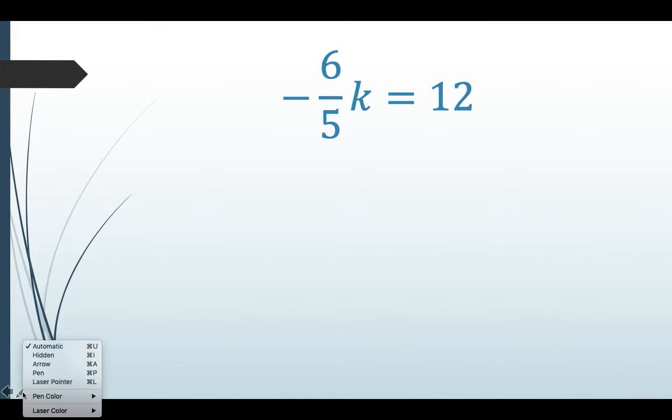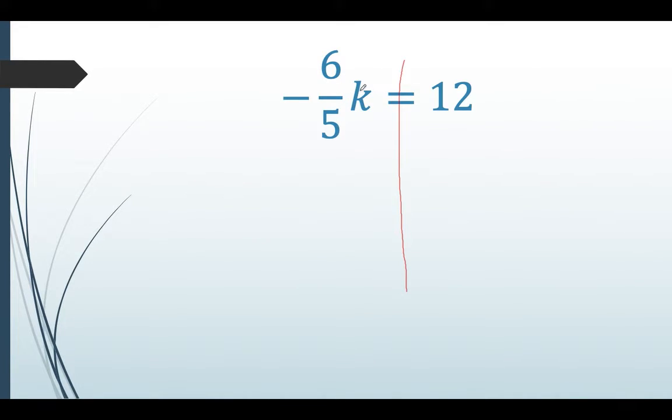Let's take a look at another situation. In this problem, we have -6/5 times k equals 12. Again, the first thing I'm going to do is draw my fence. To isolate my variable, I'm going to multiply by the reciprocal of 6/5. The reciprocal of 6/5 is 5 over 6. Now here's the catch. Because this is a negative fraction, I have to multiply by a negative reciprocal. Whatever I do to one side, I'm going to do to the other.